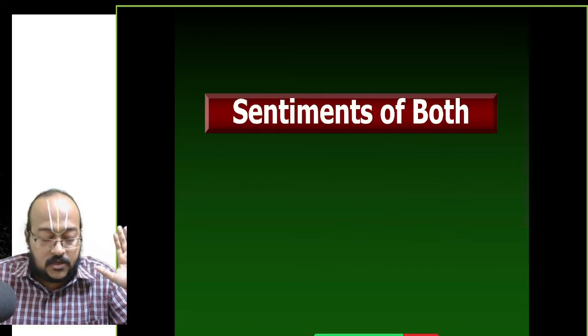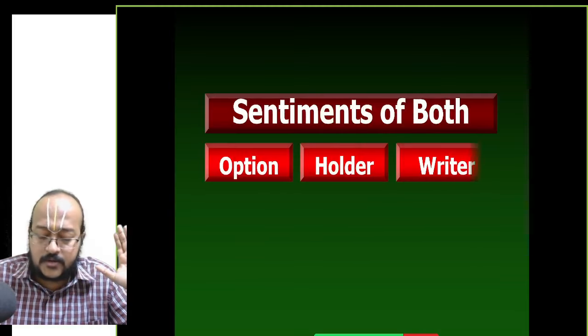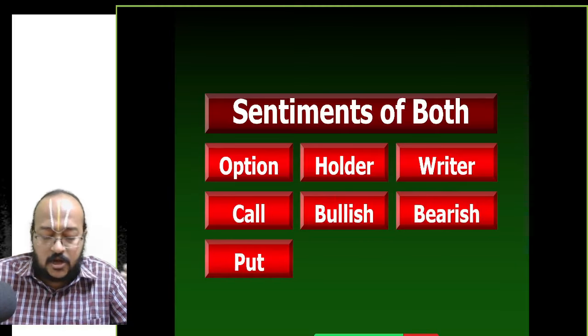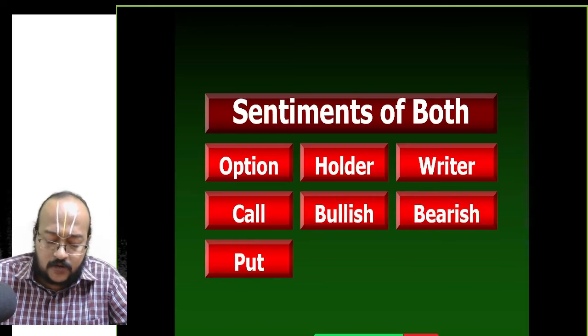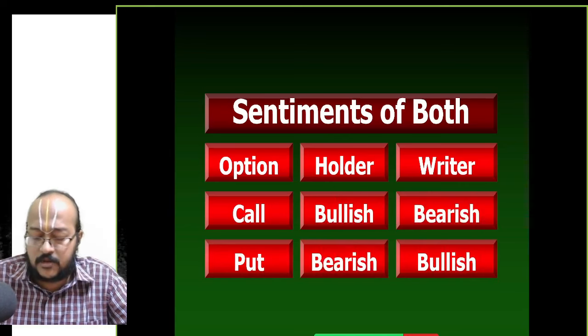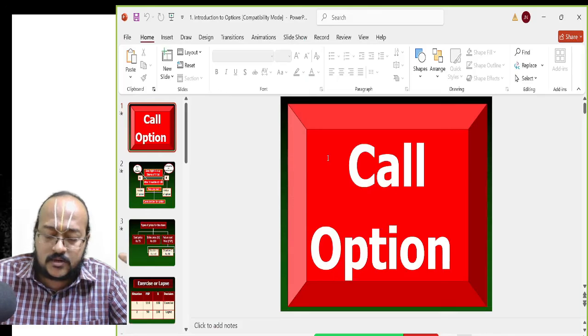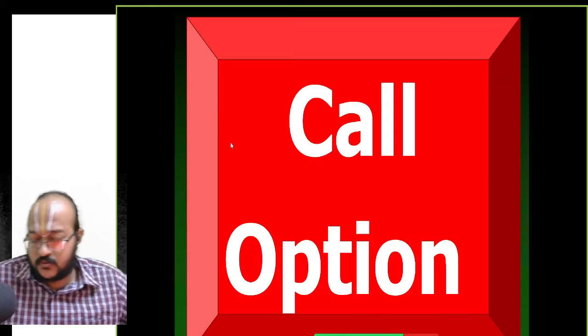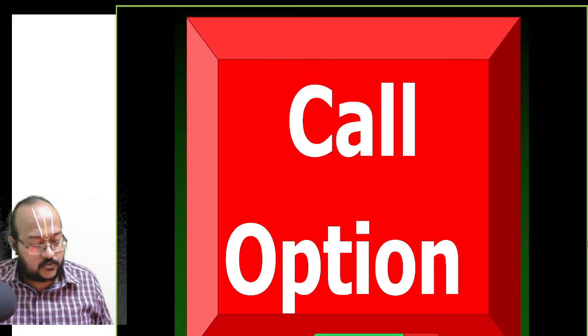These two things: sentiments of both option holder and writer. Call option holder bullish, writer bearish. Put option holder will be bearish. Put option writer will be bullish. Understood? This is clear? Can you note this down? Take 5 minutes and note this down. Quickly.